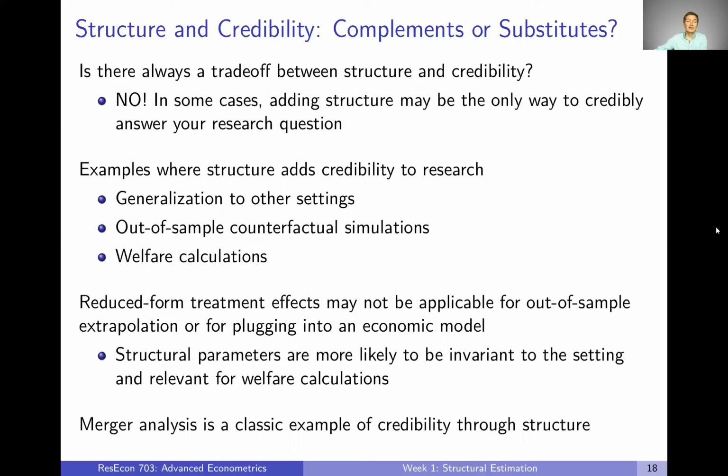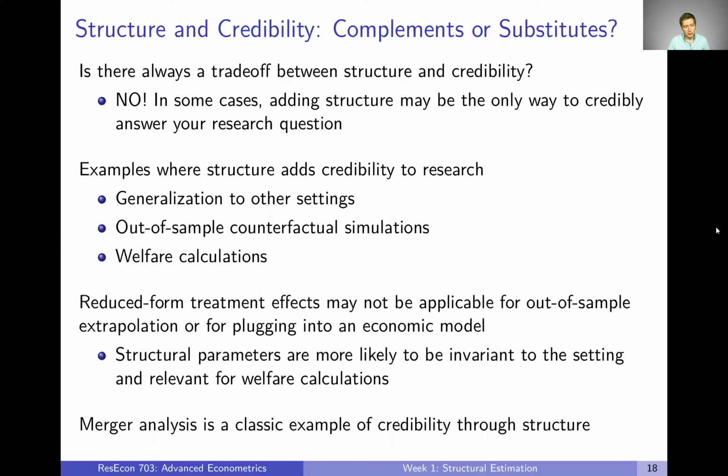Some of these are out of sample counterfactuals. Something's going to happen in the future that just doesn't look like the data you have from the past. And so you're going to have to use structure to estimate what's going to happen in the future. Structure also adds a really nice way to make welfare calculations. To contrast that with reduced form, reduced form treatment effects may not be applicable for out of sample extrapolation or for plugging into an economic model.